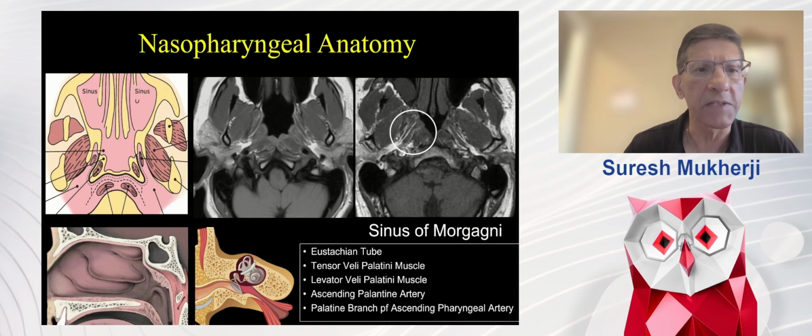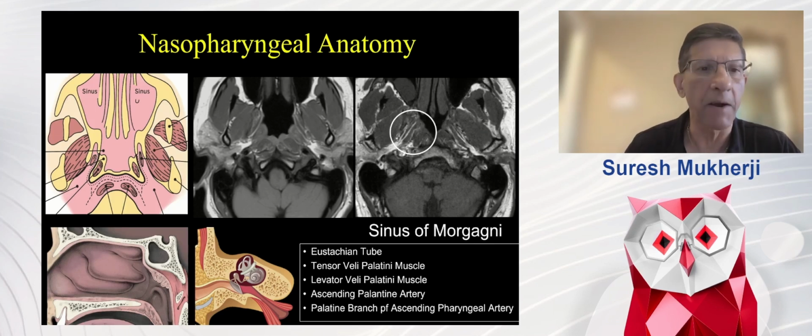The anterior margin is formed by this area right here, which is the posterior aspect of the nasal cavity, the choana. So the anterior margin of the nasopharynx is the choana, and then the superior margin is at the skull base, with the lateral margins being the lateral pharyngeal wall. We'll talk more about this.